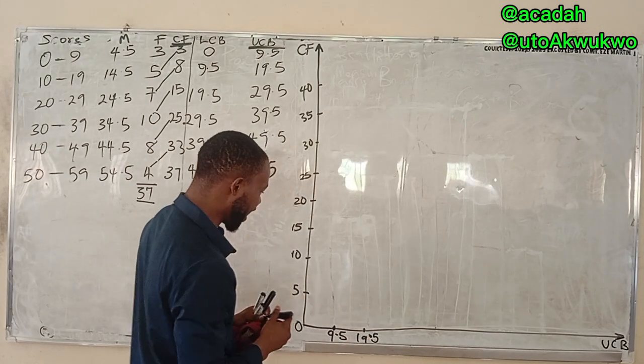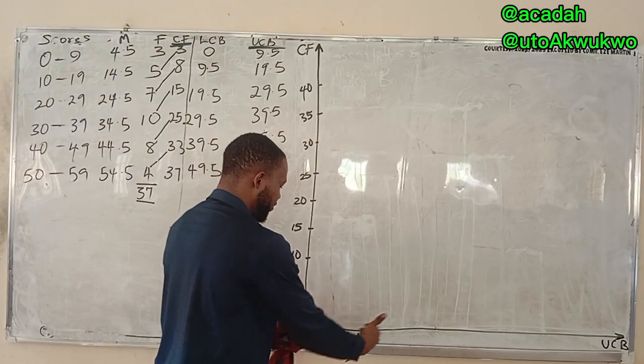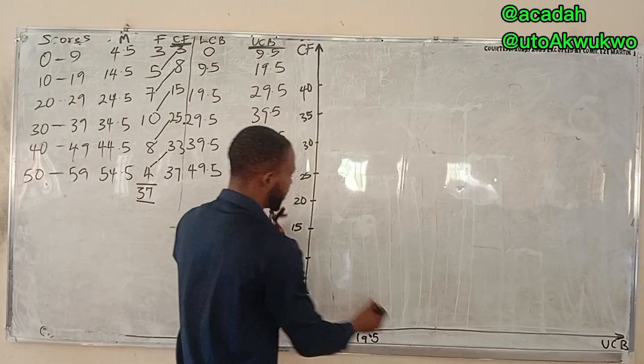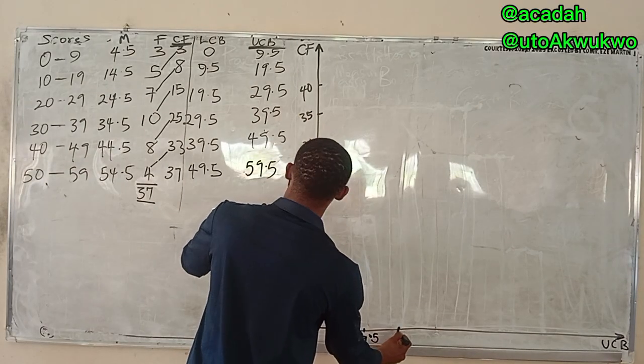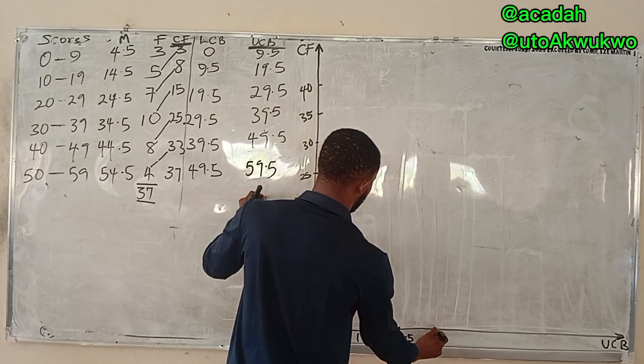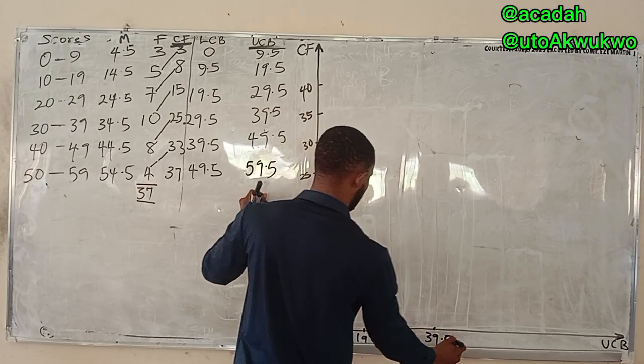You don't come and check mathematically to start putting it in range, maybe 5, 10, no, use the upper class boundary like that. Give your space. 29.5.